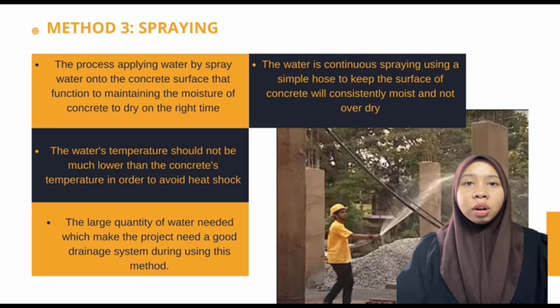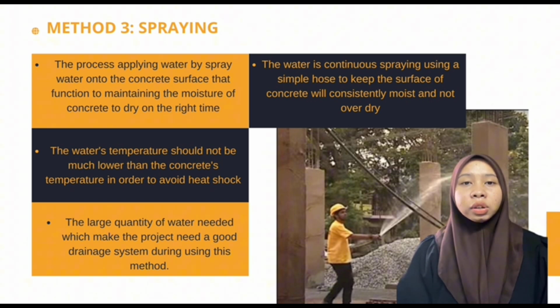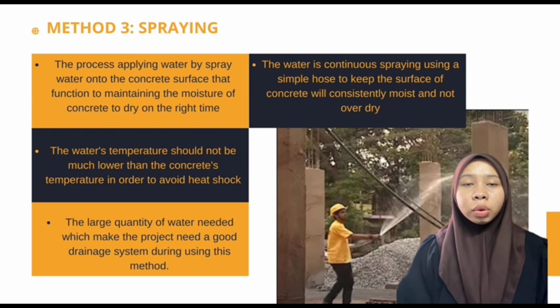Next, the third method of curing concrete is the spraying method. The spraying method, also known as water spraying, is the process of applying water by spraying it onto the concrete surface to maintain the moisture of the concrete and keep it from drying too early. This process must be done multiple times per day, depending on the weather and environmental conditions. The water's temperature should not be much lower than the concrete temperature, in order to avoid heat shock.